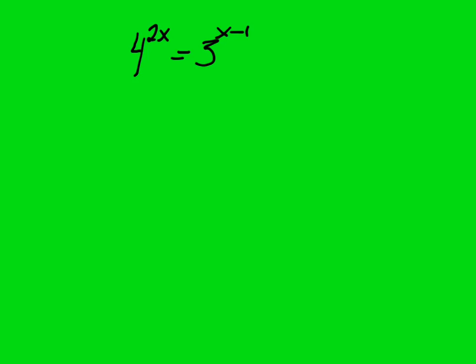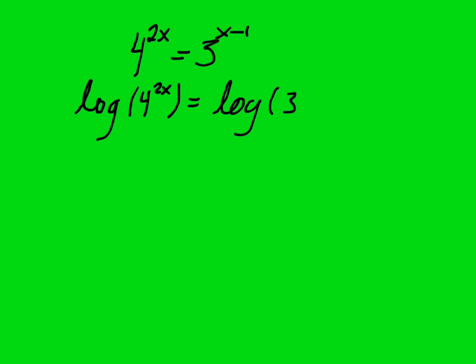Generally, if I have an exponential equation like this, I like to take the log of both sides. So I'll go log of 4 to the 2x, and that's equal to log of 3 to the x minus 1. You could also use ln if you wanted to.